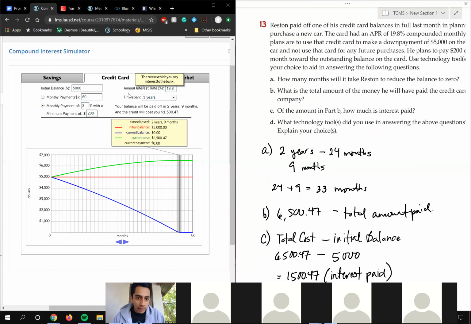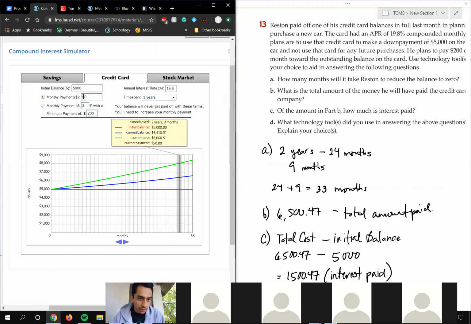And then notice there's also another feature up here. There's a monthly payment of 3% with a minimum payment of 200. Typically 200 would definitely be over a 3% value. Let me just see how it changes if we were to click this and change this to 200 instead.